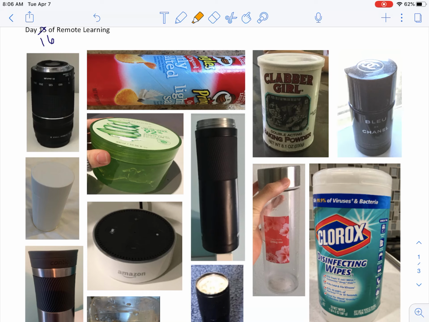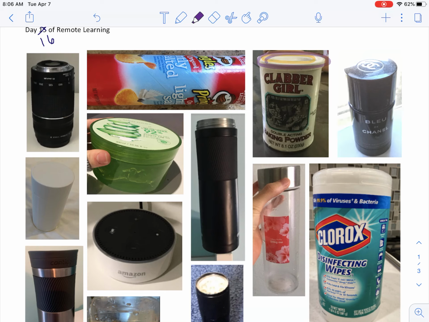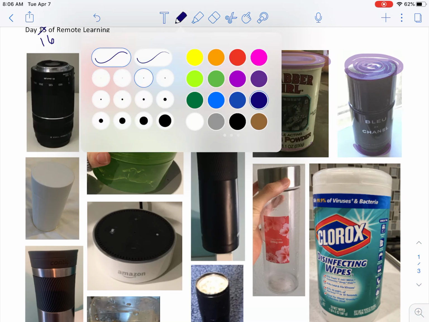If I'm talking about the base of a cylinder, I'm over here at the baking powder. Maybe I'll make it a different color. The base of a cylinder is pretty much the top and the bottom. And what shape is the base of a cylinder? Yeah, a circle. So all of these, as I move my way around, have bases, top and bottom. There are two bases that are circles.